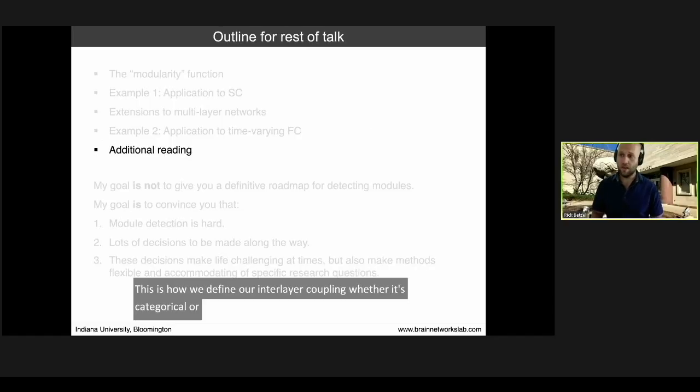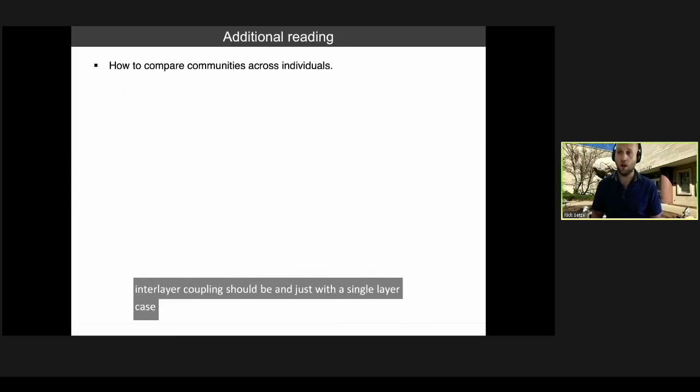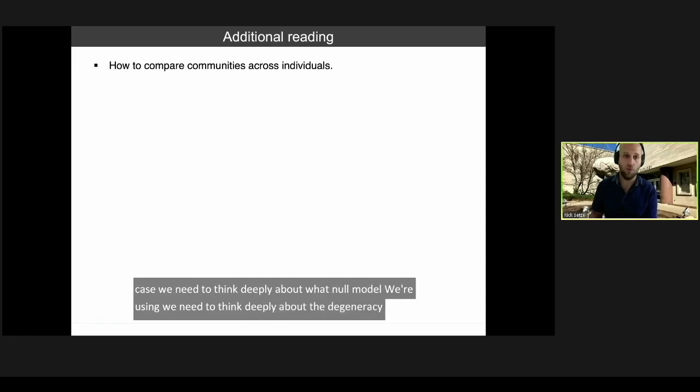So I have one last slide, some additional reading, and then we'll wrap up. So really quickly, things that I didn't talk about here, but are nonetheless really important components of mesoscale structure analysis. I didn't talk much about how we compare communities from one person to the next. I did not talk about that.